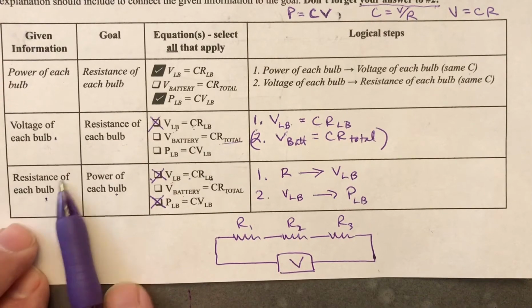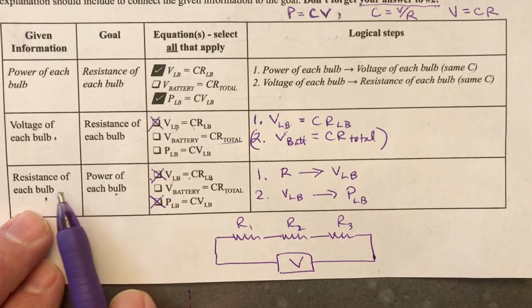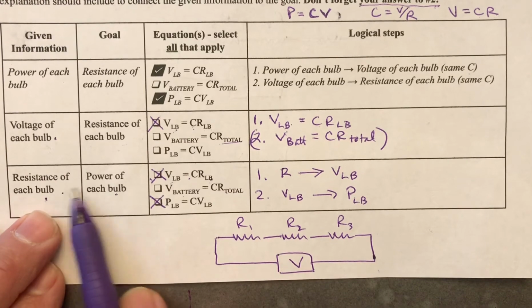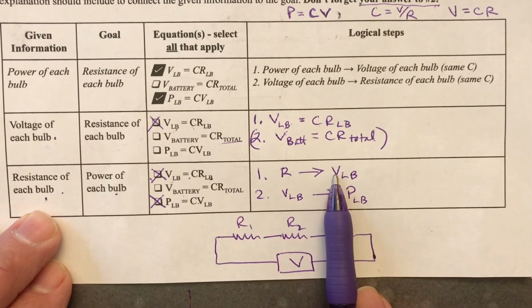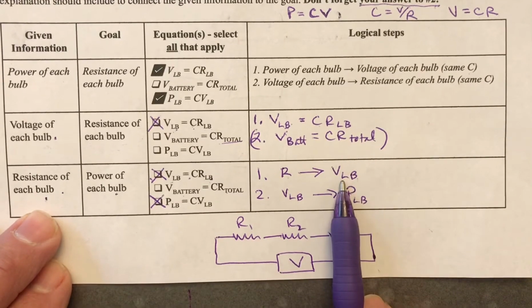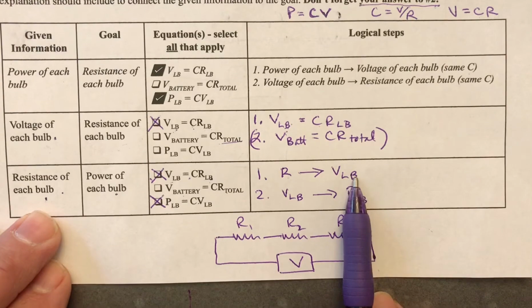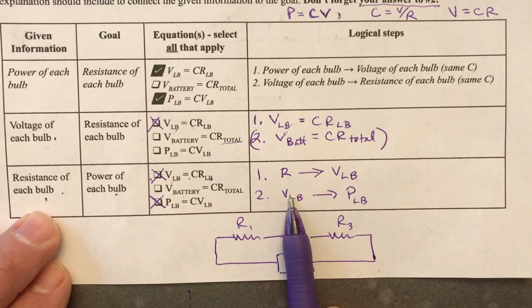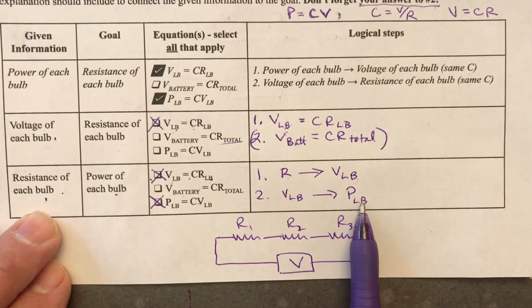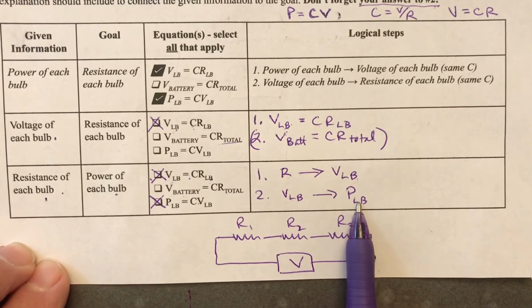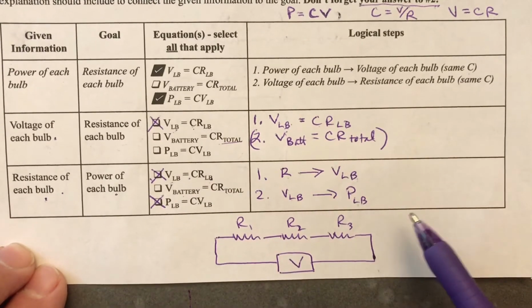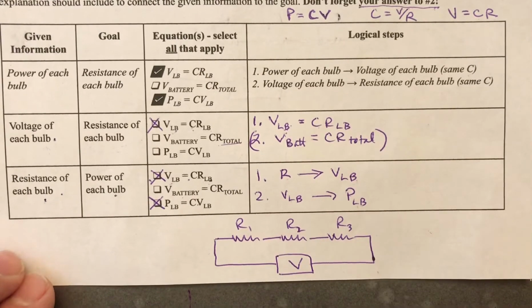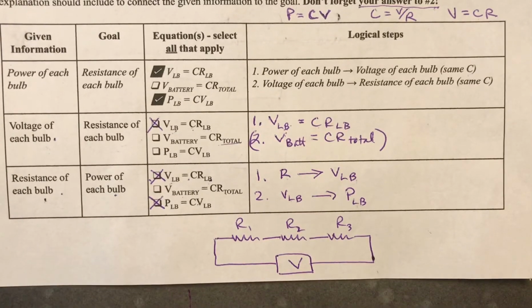Now, in the last part, the resistance of each bulb, if you're given the resistance of each bulb, and you're also given the current in the circuit, then you can get the voltage drop for each bulb. Once you have the voltage drop, then you can use the voltage drop and the current to get the power of each bulb. But after you look this over, we can talk about it later, just in case more information is given.